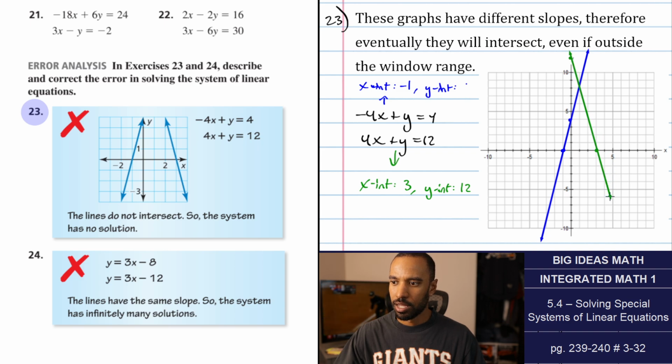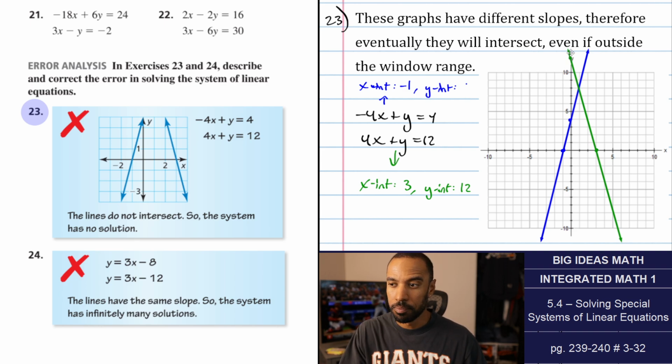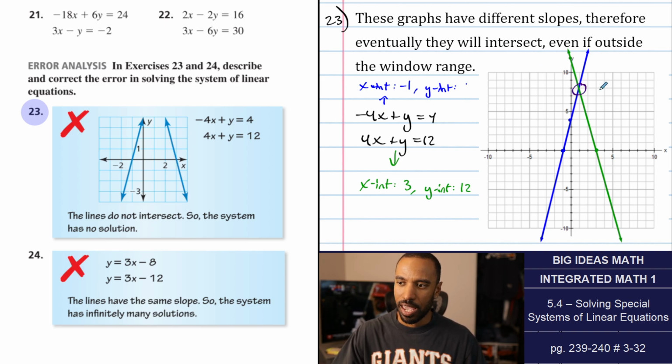If you think that we're going from, so they do intersect in the window range, which is nice. But if you think that from 12 to 3, we're going down 12 over 3, that's also down 4 over 1. What's down 4 from 12 as we go over 1? This point here, that's (1, 8). And that is the point of intersection here, (1, 8).